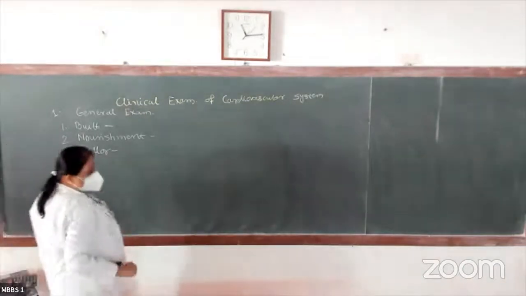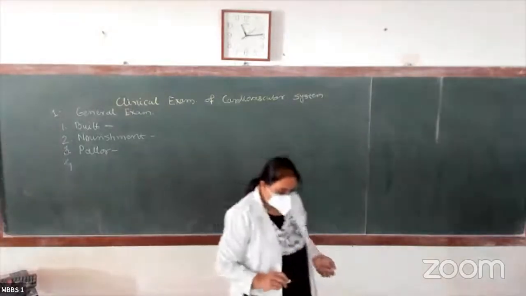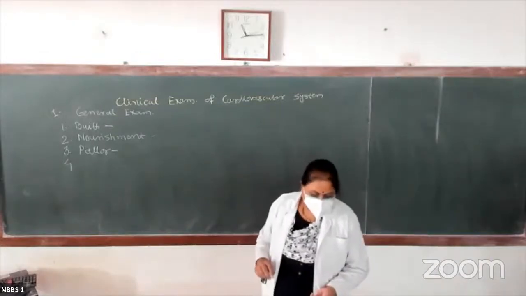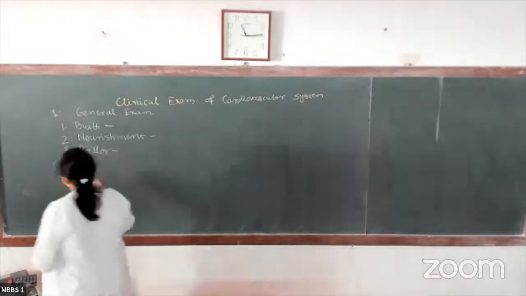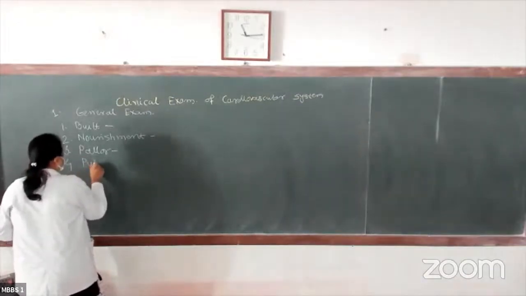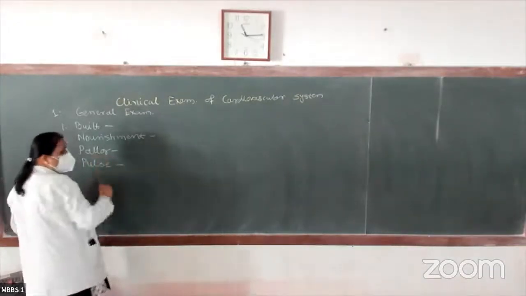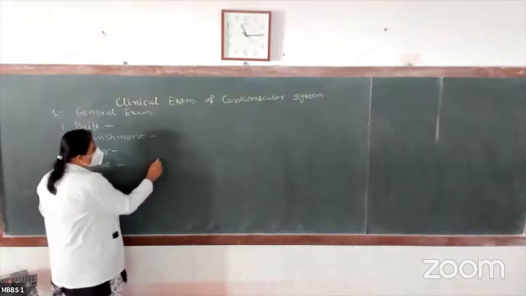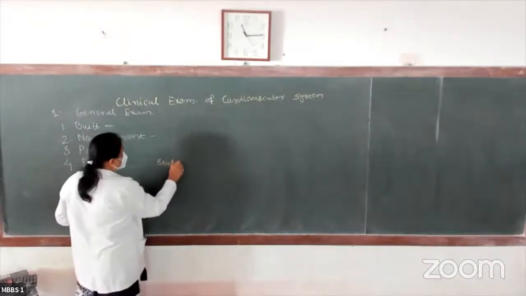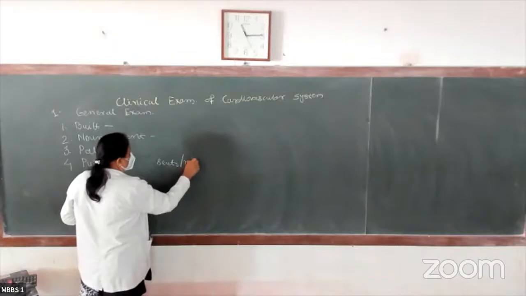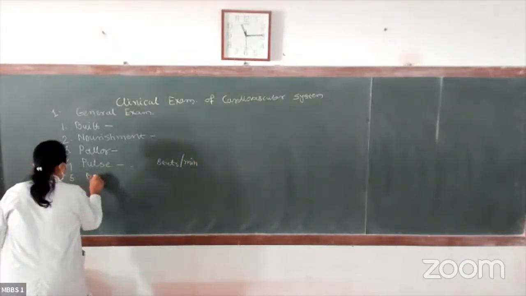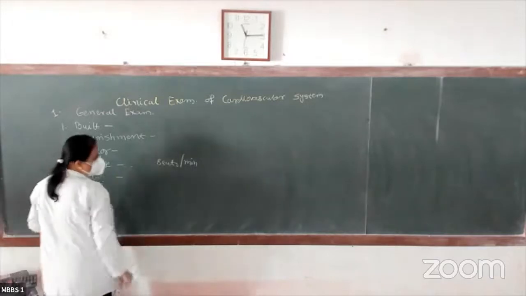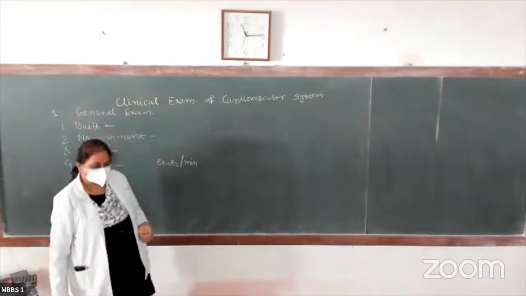Then the next point in the general examination is pulse and blood pressure. First is the pulse. You know how to count the pulse for 1 minute. Count the pulse for 1 minute and write your reading in beats per minute. Then next is the blood pressure. Record the blood pressure and write your reading.